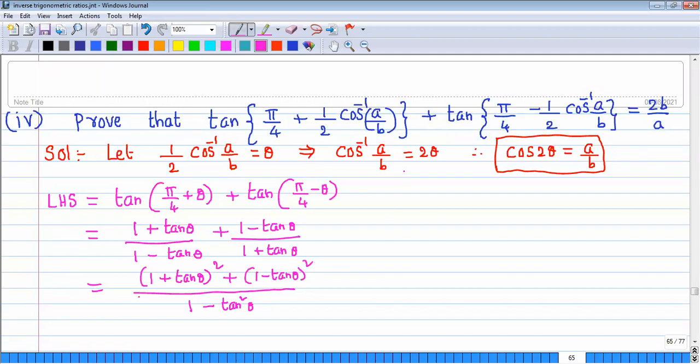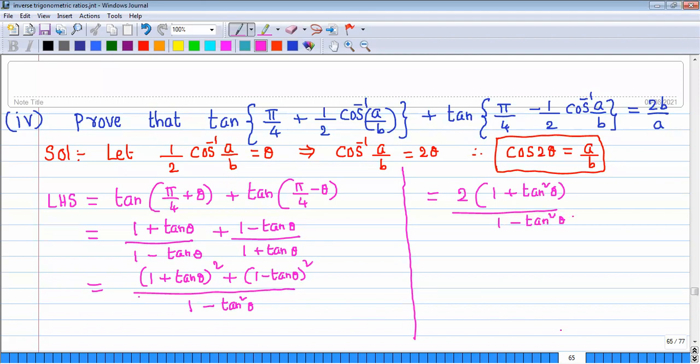Just by observation, we can say that the numerator is in the form of A plus B whole square plus A minus B whole square. That is nothing but 2 times A square plus B square. A means 1, B means tan theta. So 2 times 1 plus tan square theta upon 1 minus tan square theta.